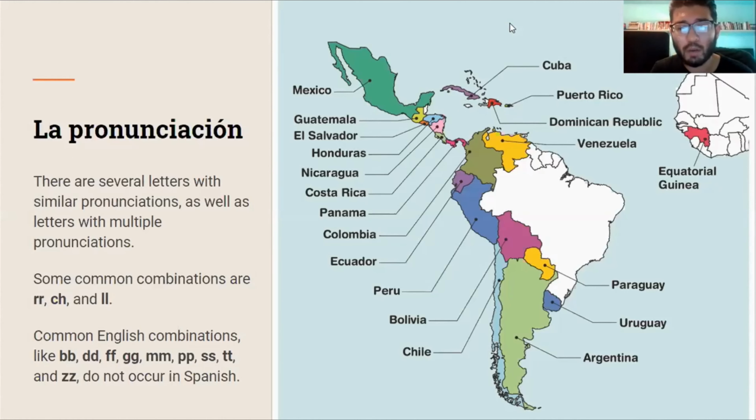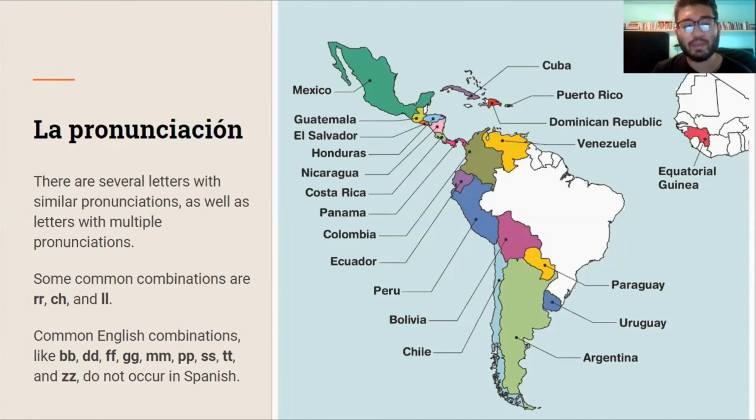Again, some of the common combinations in Spanish are the double R, which produce a unique sound. There is, of course, a difference between the sound that you make when you see one R and when you see two R's. We'll talk about that. And then the already mentioned che and elle, the CH and the LL combinations.